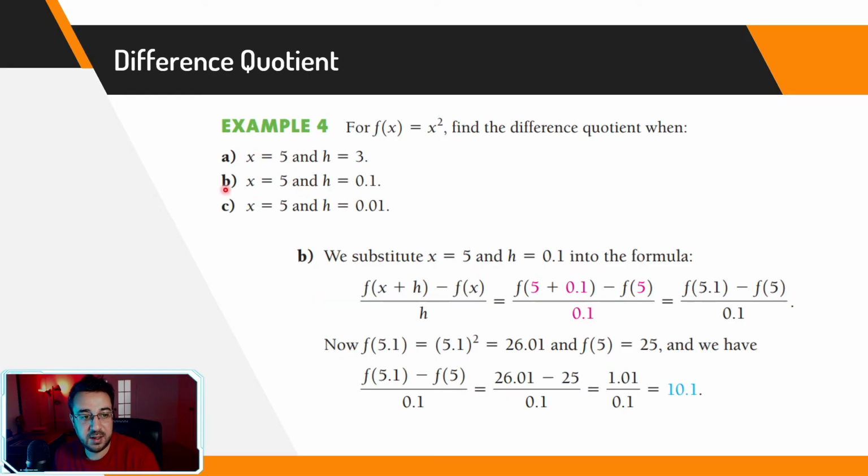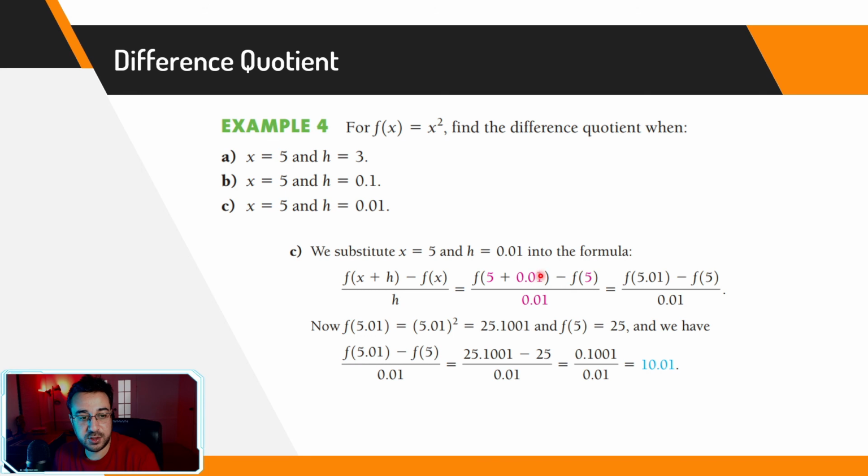Or let's say the other branch of the example, which is b: x equals 5 and h equals 0.1. Plug in the numbers, x of 5 and h of 0.1. You get f of 5.1 minus f of 5 over h, which is 0.1. f of 5.1 with x squared gives you back 26.01 minus 25 over 0.1. That gives you 10.1.